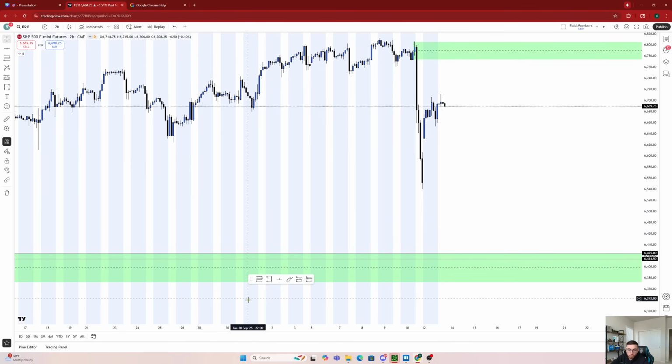Let's then go to the 2-hour. What do we notice on the 2-hour? We have another supply zone within the 4-hour supply zone, which is also a 3-hour supply zone. So we have a lot of supply in this overall area. Again, mark my zones on the 2-hour as well.